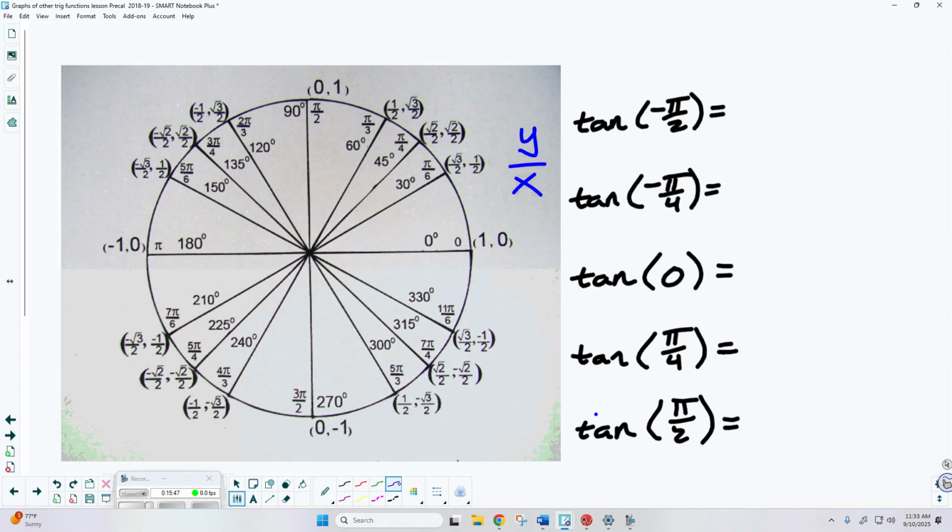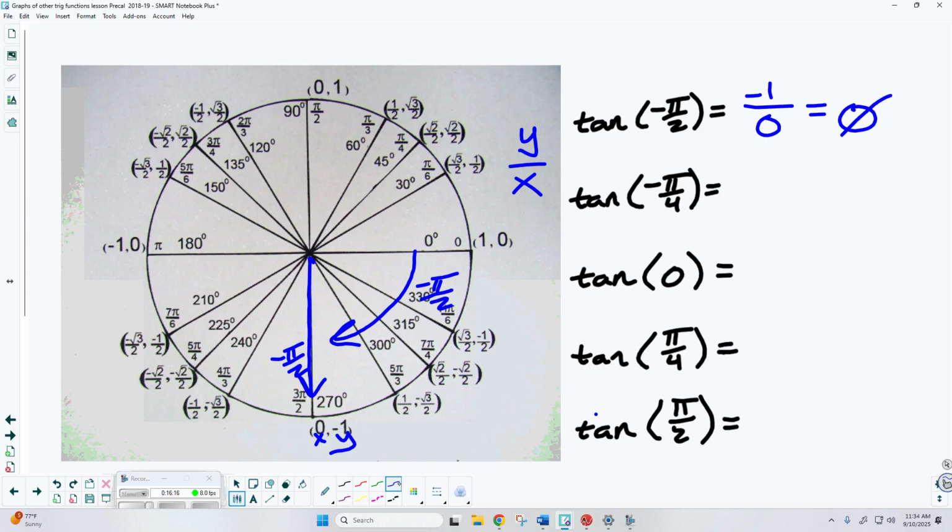So let's try this first one. Tangent of a negative pi over 2. Well, because it's negative, I'm going to have to rotate clockwise. Okay. So it's going to be right here. So negative pi over 2 is going to be coterminal with 3 pi over 2. But even though I'm not able to create a triangle, I've got an x and I've got a y. Well, let's see. The y value is negative 1. The x value is 0. What can we not divide by? 0. So see, that's why we have an asymptote there. There are locations where we can't evaluate it.